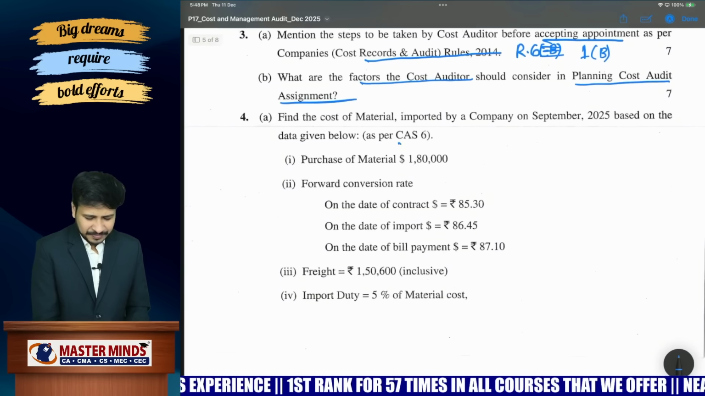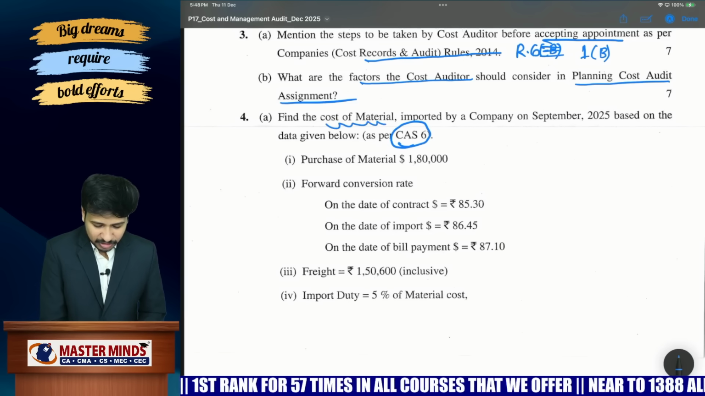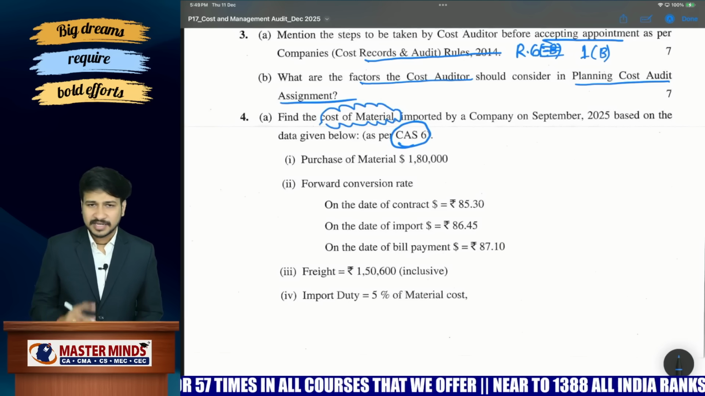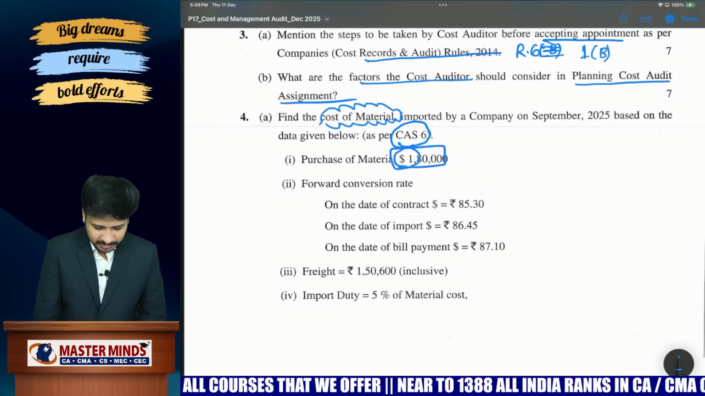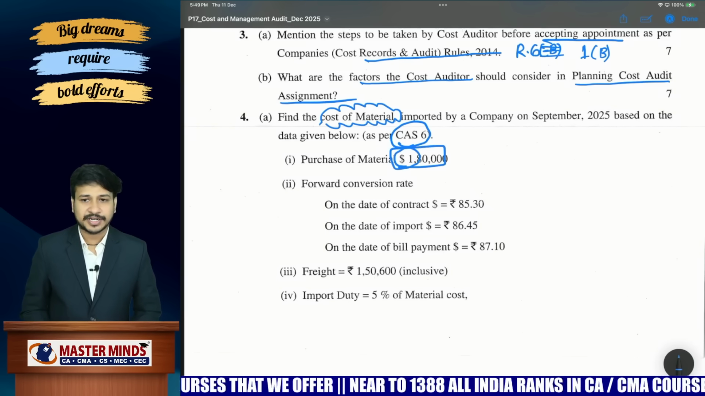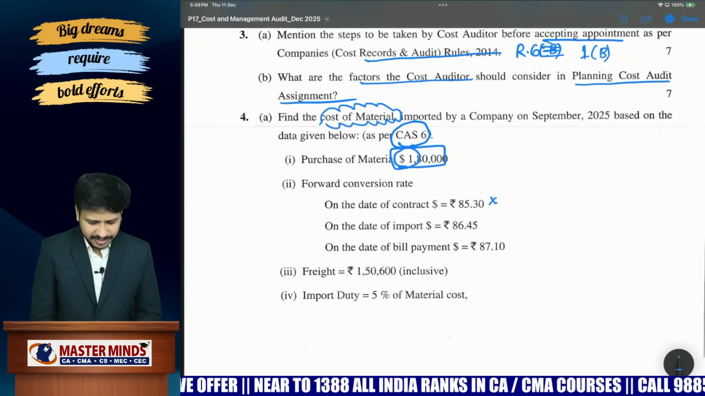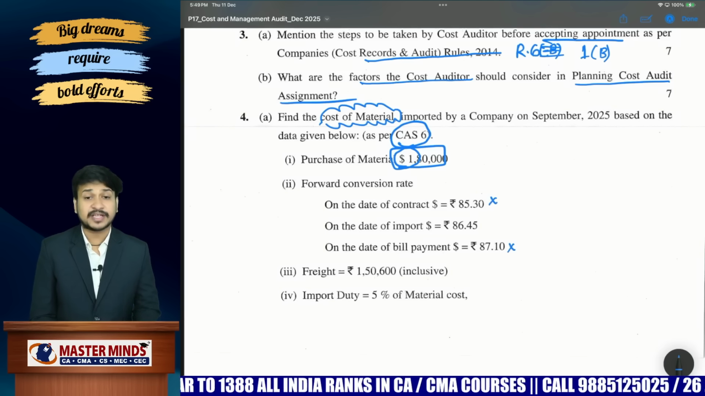Now coming to 4A. As per CAS number 6, it's outright available. He is asking you to compute the cost of material. Frankly speaking, you have a similar question in the institute material also. Purchase of material is $1,80,000 and you need to use one conversion rate. Which conversion rate are you supposed to use? As on the date of contract you entered, whatever the rate, you don't bother. As on the date of bill of payment, whatever the rate, you don't bother.